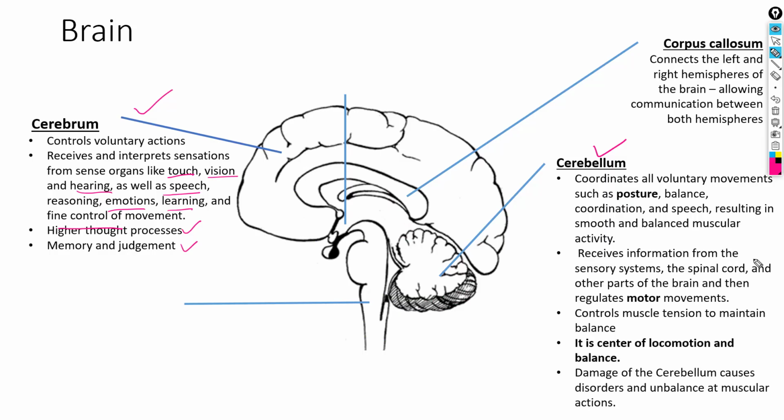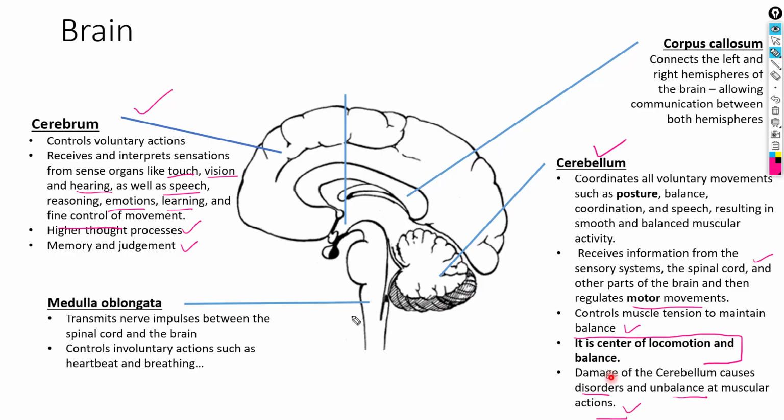It receives information from the sensory systems and the spinal cord, then regulates motor movements. It controls muscle tension and maintains balance. So the cerebellum is the center of locomotion and balance. If there is any damage to the cerebellum, it will end up with some disorders and unbalanced muscular actions.